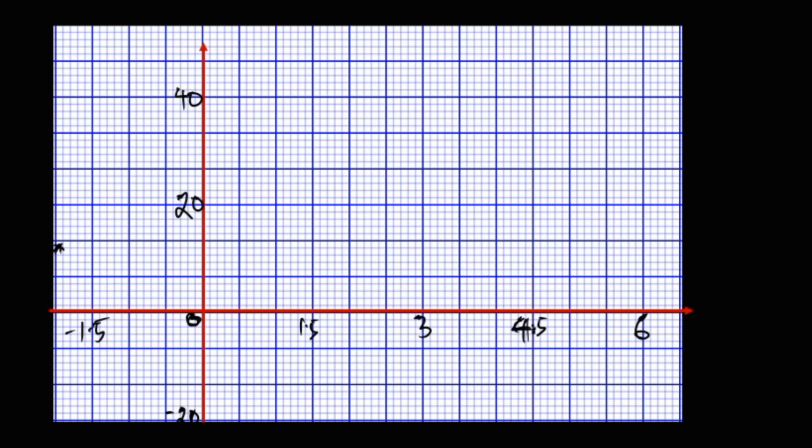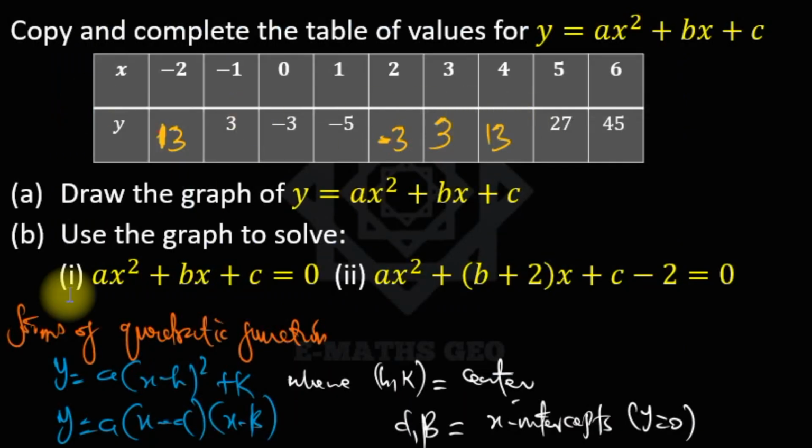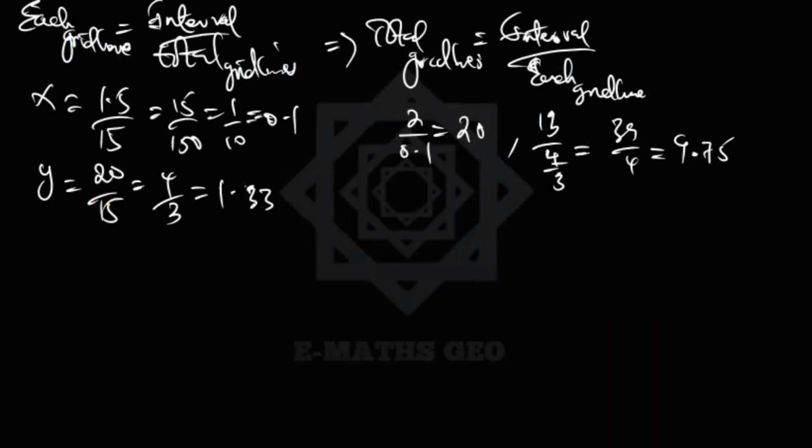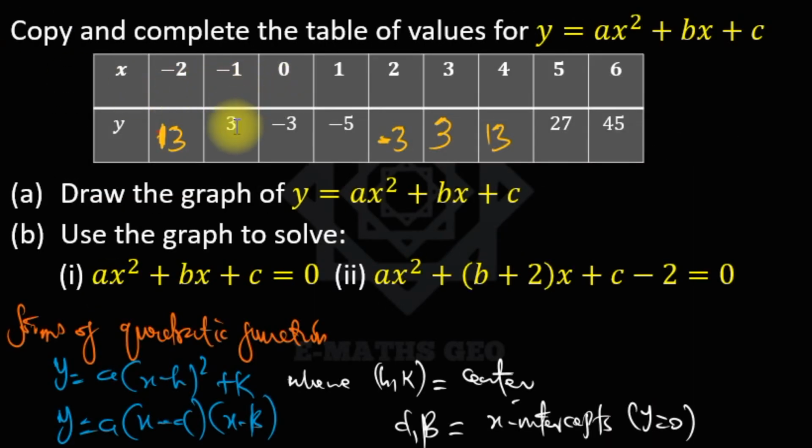So that's why I say to make it big. Meanwhile, I didn't label the axis. Always label your axis. This is the y axis, this is the x axis. Now to locate -1, 3.